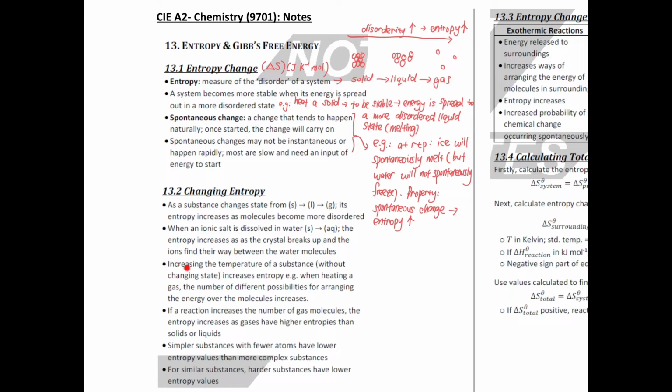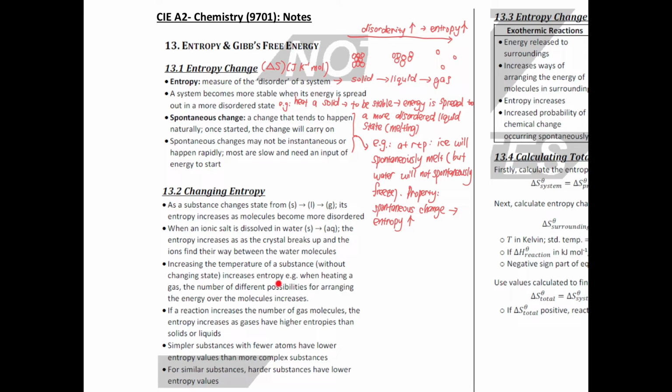Okay, next one. Increasing the temperature of a substance without changing state. That means you heat up the water, for example, but the water hasn't boiled yet. You just heat up only. This increases entropy. You heat up the water, an increase in entropy. So of course, disorderliness increases also. You heat up the liquid, they are not as ordered as before. They are separated further apart. Although they haven't reached the gas yet, they are still separated further apart. So the disorderliness increases also.